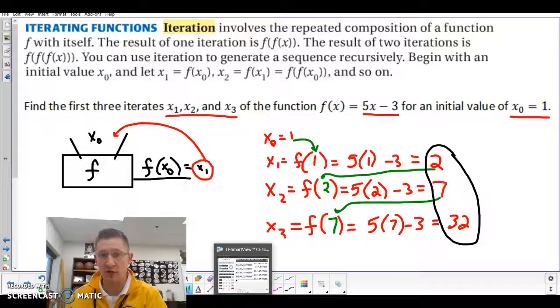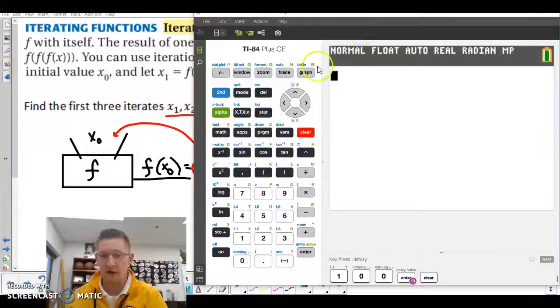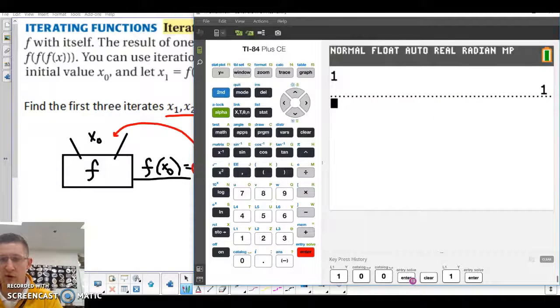Now your calculator is pretty good at doing this kind of stuff, like it was for the mosquito problem. If I clear this, my initial value was 1, so I'm going to hit 1 and hit enter. Then I set up my iterating function. My function was 5x minus 3, so I take 5 times the previous answer, using ANS, which is second and the negative symbol. That means 5 times whatever the previous answer was, minus 3.